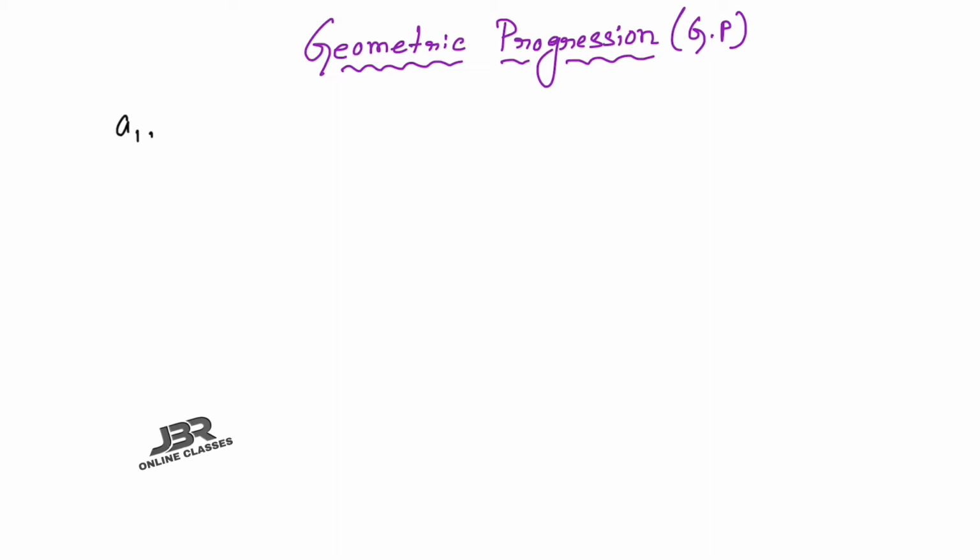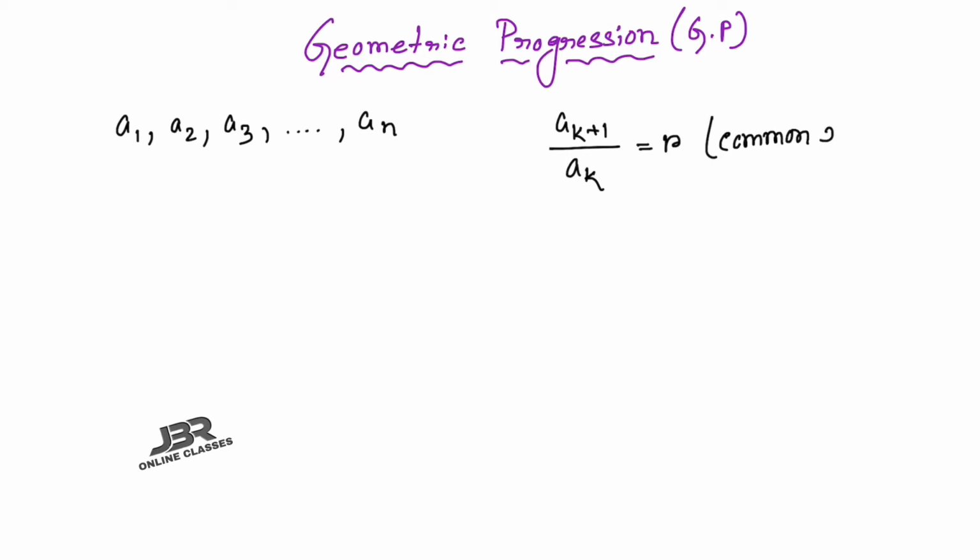Suppose here a1, a2, a3 up to an are in GP. Then definitely a(k+1) divided by ak equals r. Now r is the common ratio. Here k is a variable, and for the values of k equal to 1, 2, 3, 4, you can write a(k+1) by ak, that one equal to r.